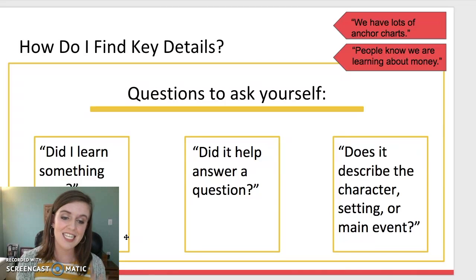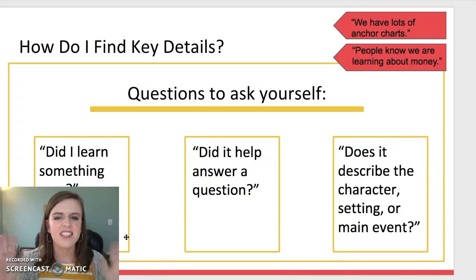So I want you guys to again think about our classroom. Imagine someone coming in who has never been to our classroom. They don't know us. They're coming in for the first time. What is a key detail about the setting of our classroom to someone who's never been here before?